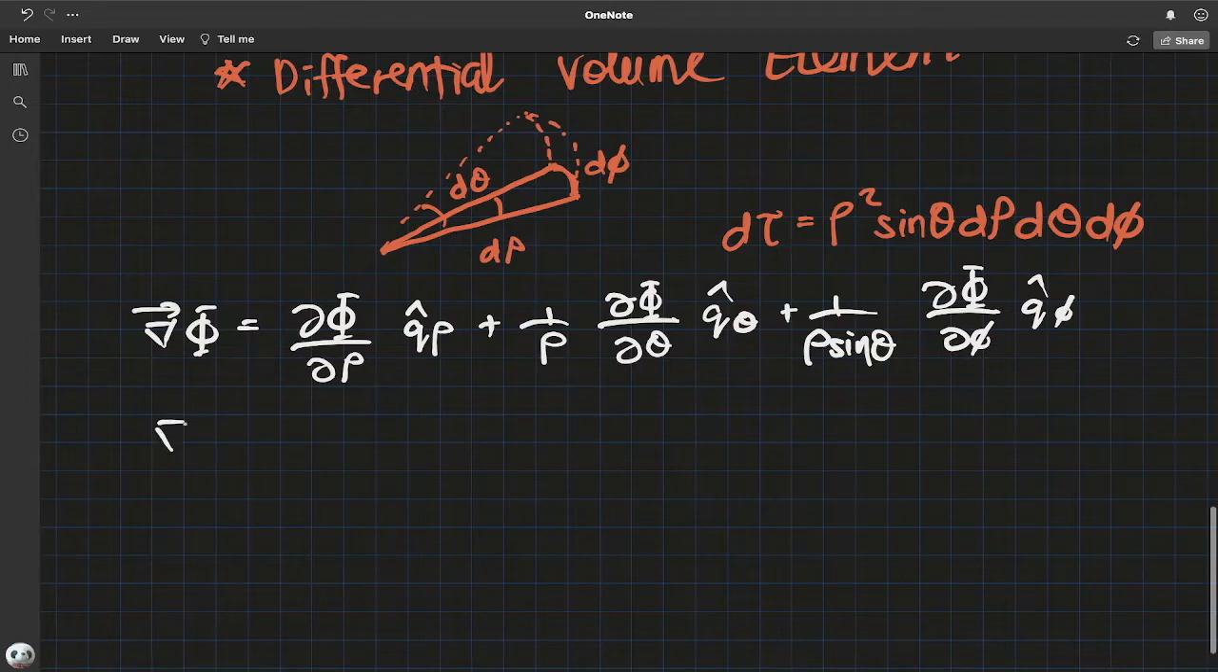Okay, let's do the divergence of a vector field A.